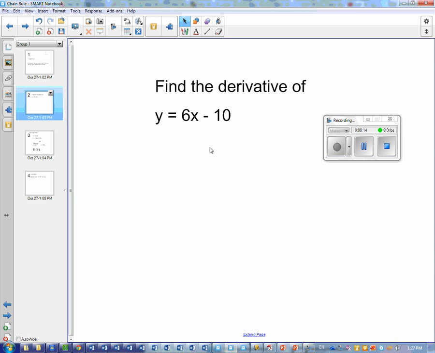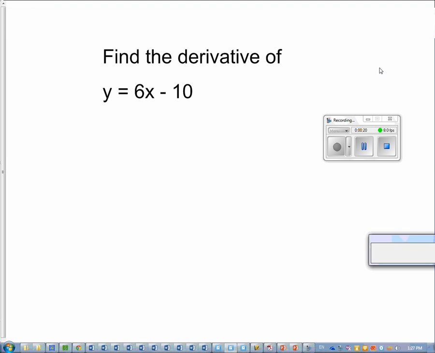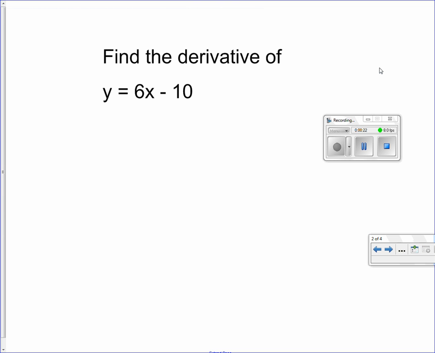So we're going to start with a really basic function. Find the derivative of y equals 6x minus 10. And using our old rule, the power rule, y prime would be the derivative of this first piece, which is just 6, and the derivative of the second piece, which is 0. So I wouldn't write anything. So we know the derivative is 6.